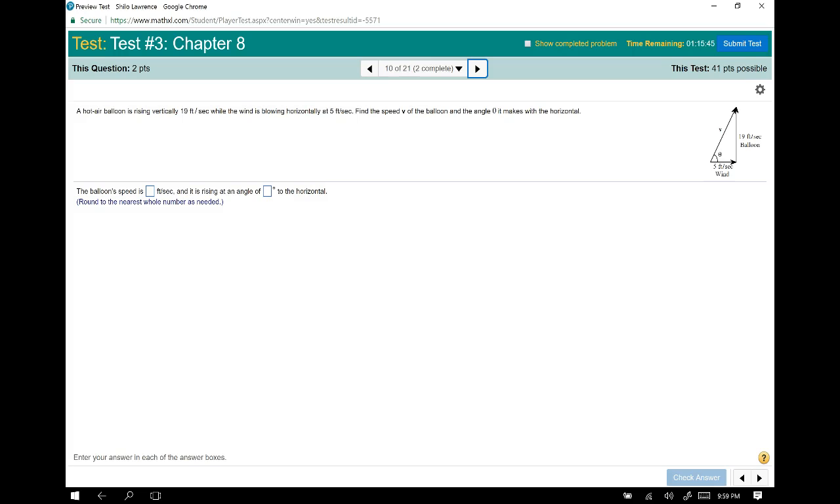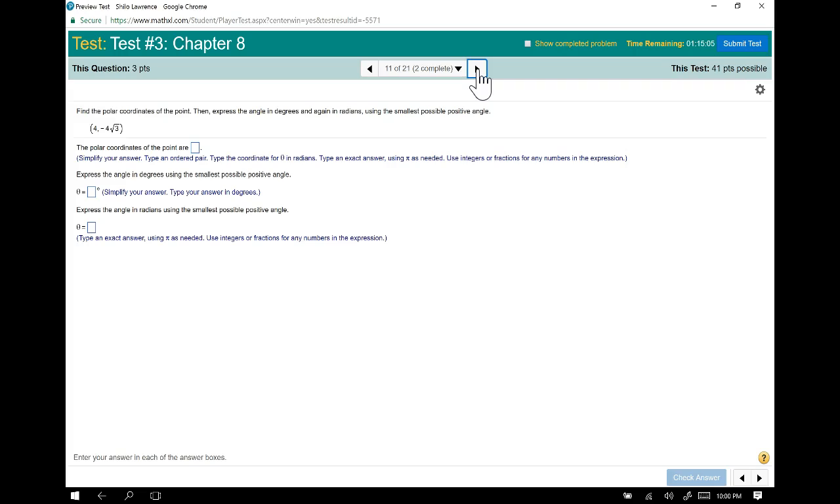A hot air balloon is rising vertically 19 feet per second and horizontally 5 feet per second. And we want to know the speed, which is v. All that is the hypotenuse of the balloon, and the angle theta. So this is just tan inverse and Pythagorean theorem. Remember, tan inverse is opposite over adjacent. And it says round both of your answers to the nearest whole number. Just a simple triangle problem. We probably could have done that problem back in chapter 6.